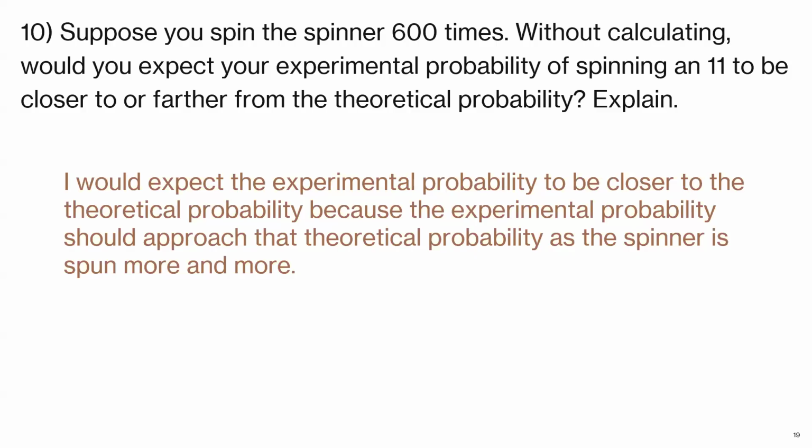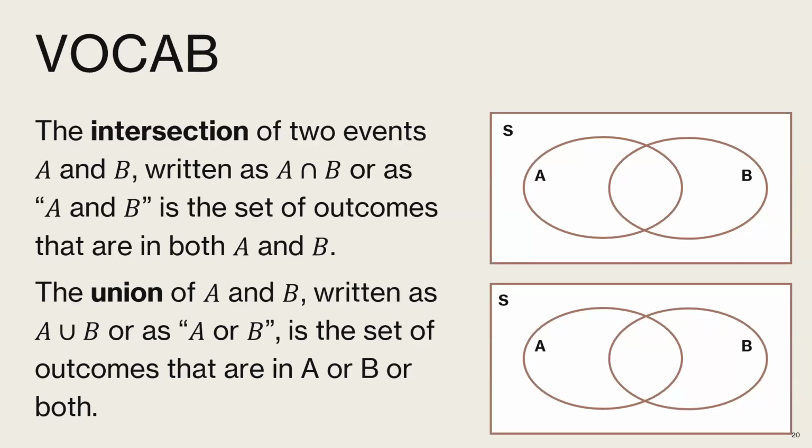A little bit more vocab. We can also talk about Venn diagrams here. So here's some examples of Venn diagrams. And in those Venn diagrams, we have something called an intersection. And it's denoted by this upside down U shape.